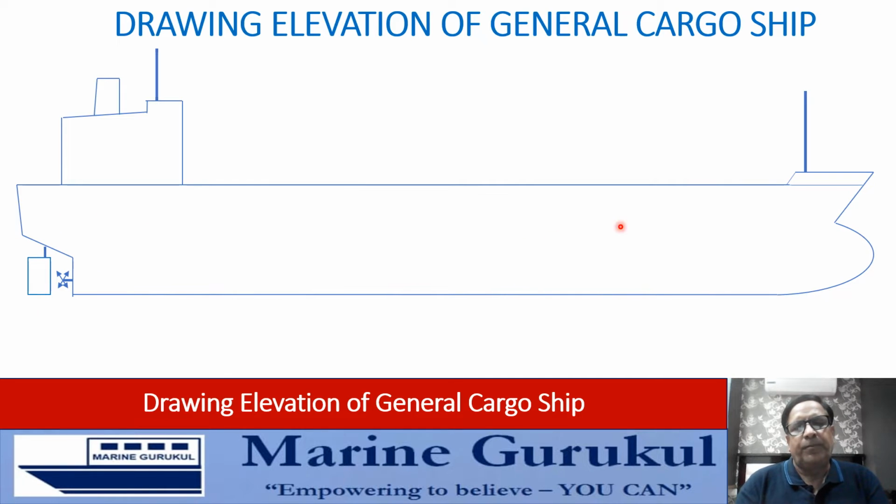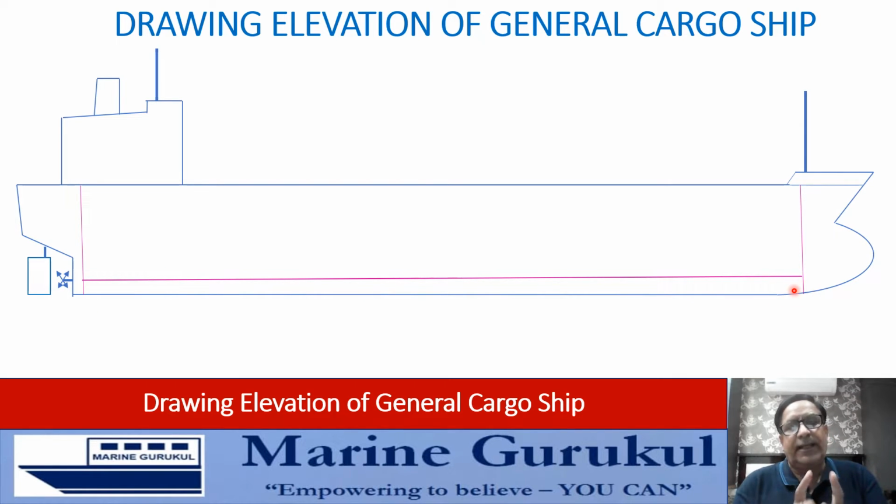Now this ship will have a bulkhead in the forward part called the collision bulkhead. So it's a transverse bulkhead running from side to side. And likewise, there will be another bulkhead in the after part called the aft peak bulkhead. Now, the double bottom of the ship will run only between these two bulkheads. Double bottom does not extend into the peak tank. So please make a note of it.